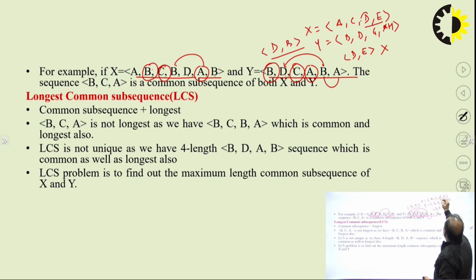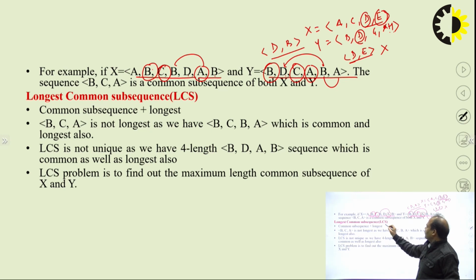DE is found over here, but D is found over here, and there is no A. So this DE is not a common subsequence of X and Y. So now the question is the longest common subsequence. LCS means that it should be common as well as the longest one, right?